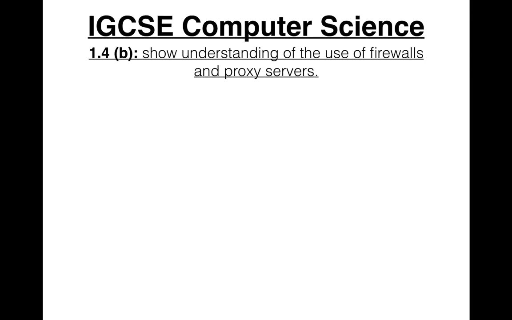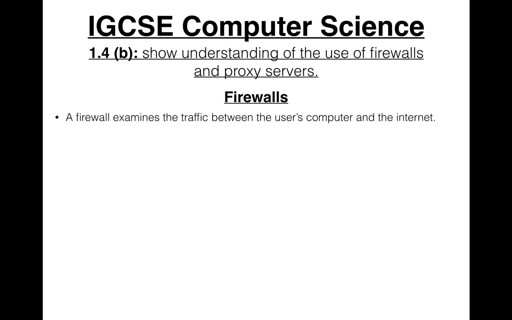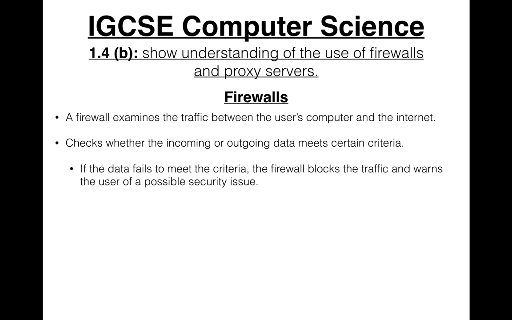So, a firewall examines the traffic between the user's computer and the internet. And what we mean by the traffic is basically all the data that's sent. It checks whether the incoming or outgoing data meet certain criteria. If the data fails to meet the criteria, the firewall will block the traffic and warn the user of a possible security issue. So the firewall kind of sits between the computer and the internet.